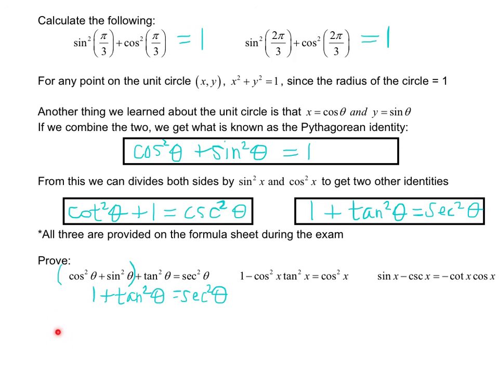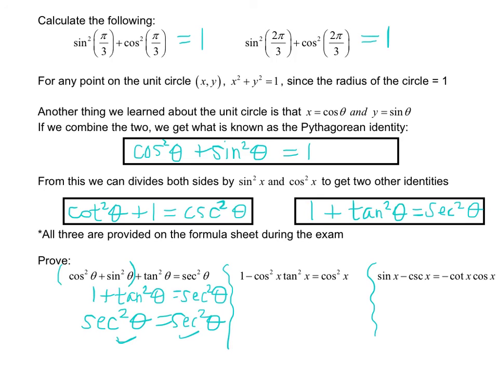And since I've chosen the left side to work with, I have to continue to work with that side. Now, we have an identity here that says 1 plus tangent squared is secant squared. Well, I think that helps us out a lot, because now we have secant squared theta equals secant squared theta, and we're done. Take a look at the next one.